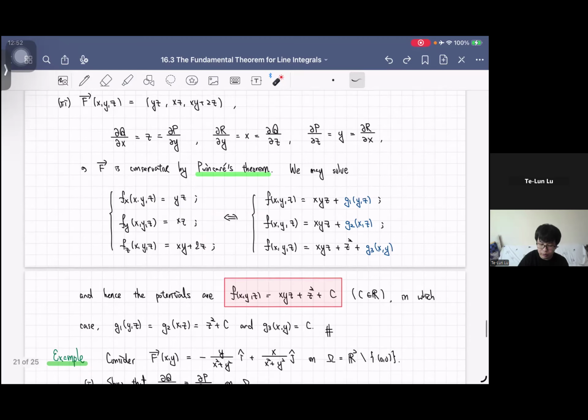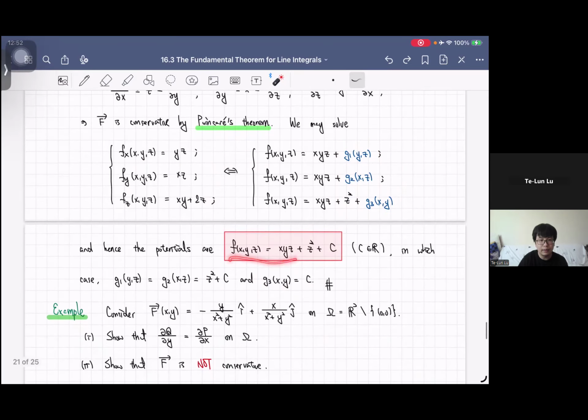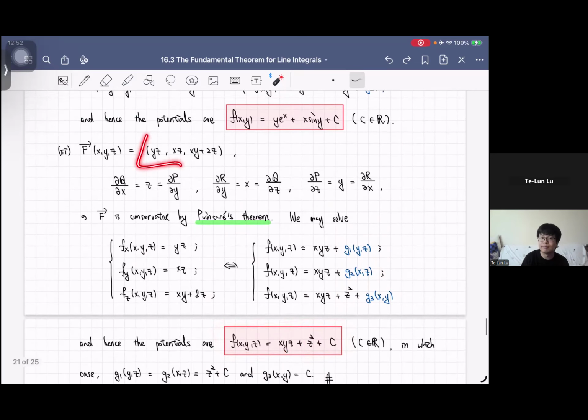So by comparing these two equations, we see that we should have g1 and g2 to be z squared plus c, and g3 is simply some constant. So at the end of the day, you get f of xyz to be xyz plus z squared plus c, which is kind of intuitive, right? Because if you differentiate this with respect to x or y, then this term will vanish. This is why we always include these two constant terms. The constant is with respect to x or y, but not the whole variables. So this will be our potential for this vector field, right?